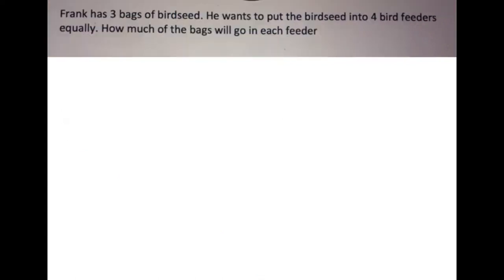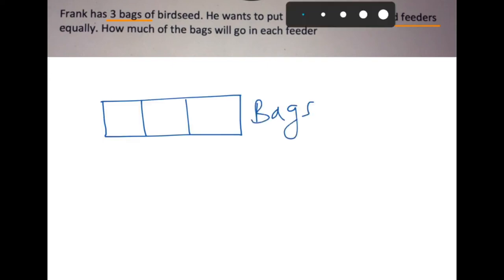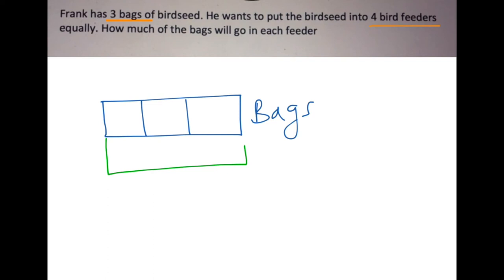Frank has 3 bags of bird seeds. He wants to put them in 4 bird feeders. How much bag will go in each feeder? So you have 3 bags. So these are the bags. We want to put them into 4 different feeders, or 4 different things of equal size. So these are the feeders. So we have 3 bags here. We have 4 feeders here.